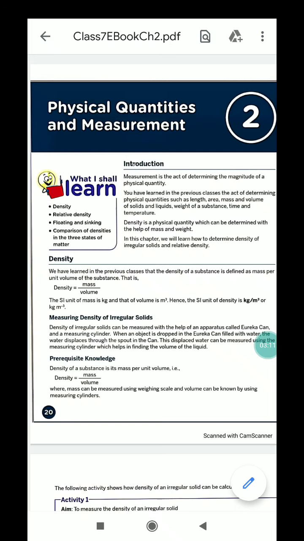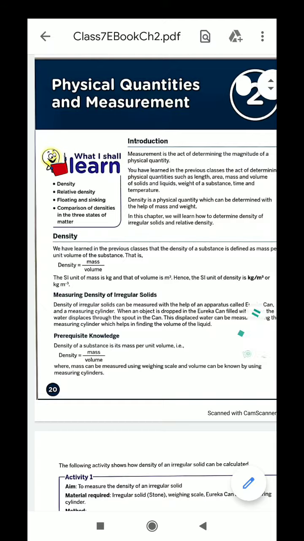Okay. Now, measuring the density of an irregular solid. How will we measure the density of an irregular solid? Because we know how to measure the density of a regular solid by using this formula. Now we have to measure the density of an irregular solid. For that, what do we have to do? The density of an irregular solid can be measured with the help of an apparatus called Eureka can, and a measuring cylinder.